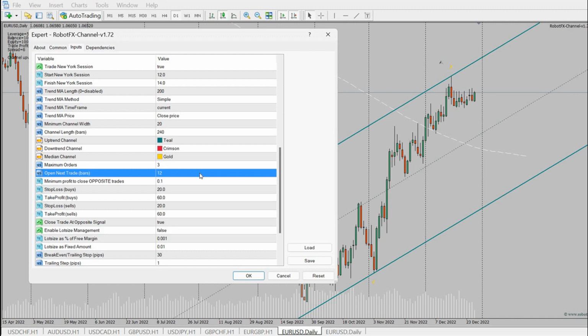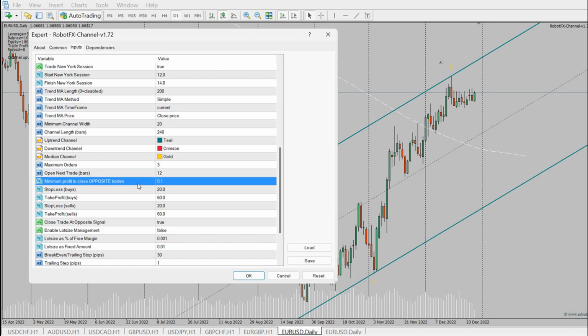That means if I set this to 12, as in this example, the second order will be placed only if at least 12 candles close after the expert advisor placed the previous order, the first one, and so on. So there will be a distance of at least 12 candlesticks between them. It is useful because you don't want the expert advisor to open too many trades in too short an amount of time.